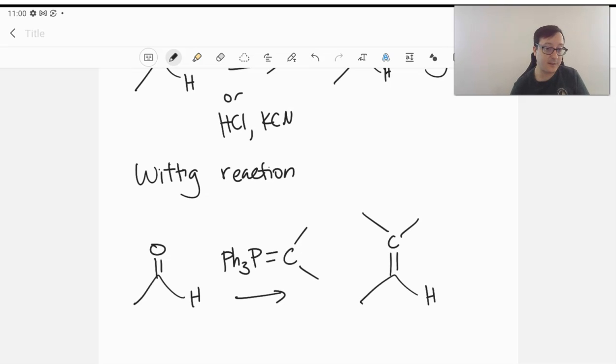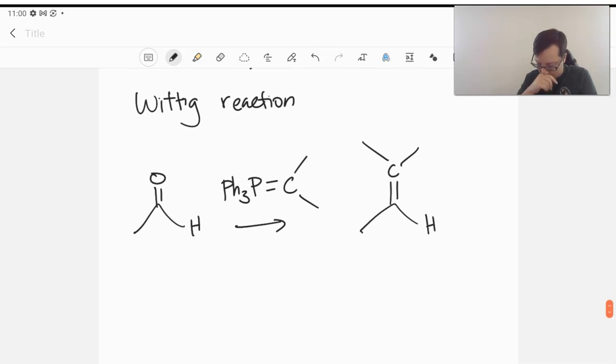If we wanted to make this reagent, we simply take an alkyl halide in the presence of base. Not something I'm going to make you do, so don't worry about it, but if you want, it's in the book. You can go ahead and look at how to form Wittig reagents. But let's look at that reagent more closely, and we can also look at the mechanism of this reaction.